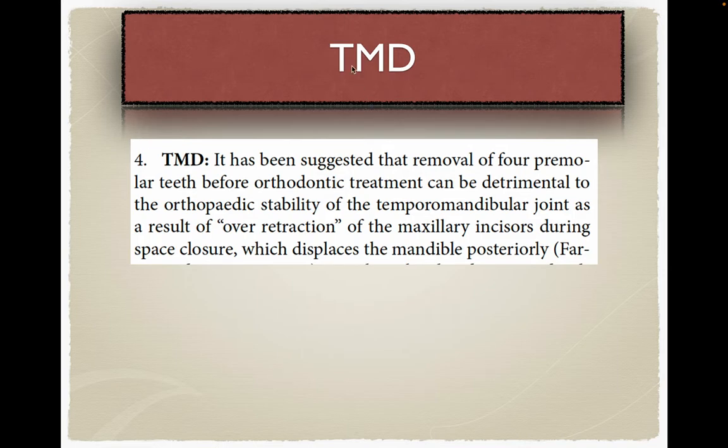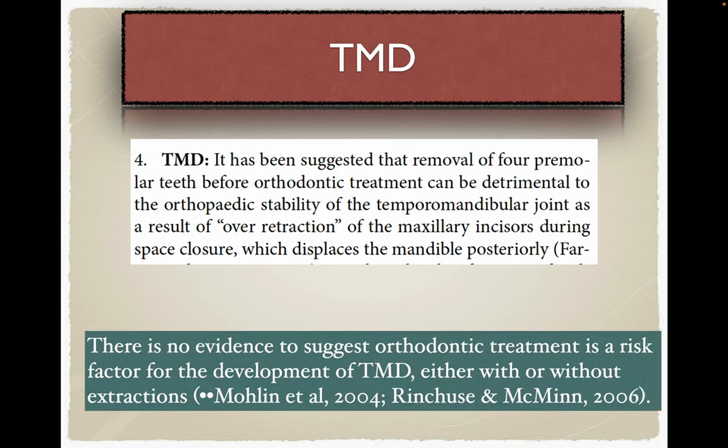Again, there is another claim that if you do extraction of the teeth, you will retract them to correct, for example, the overjet or bimaxillary proclination. Over retraction of the incisors during space closure will result in the displacement of the mandible posteriorly, which will cause temporomandibular joint dysfunction. Is this true? Fortunately, there is no evidence to claim this is true. There's no evidence that orthodontic treatment will result in any temporomandibular joint dysfunction syndromes.